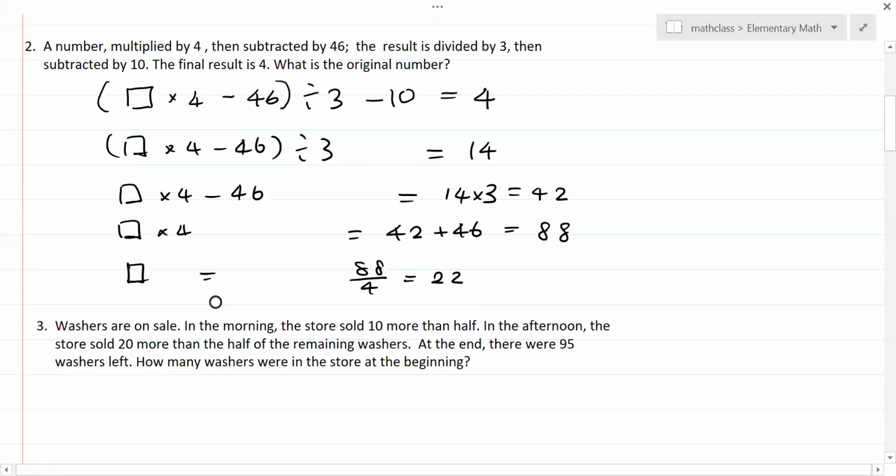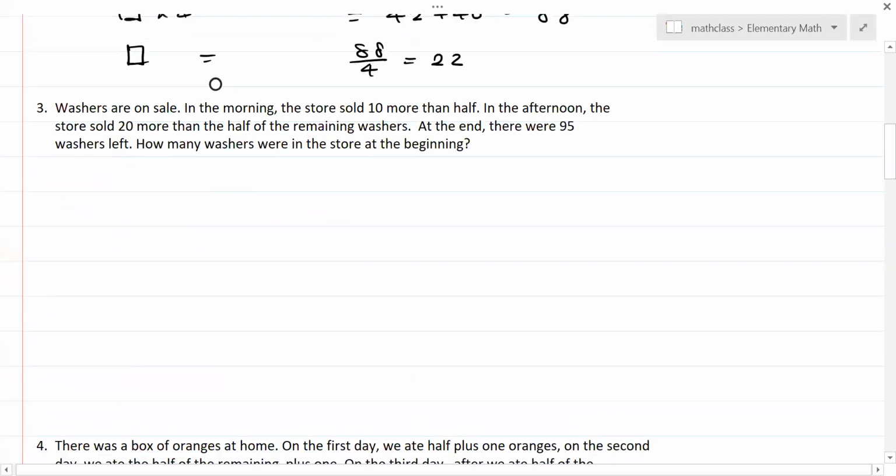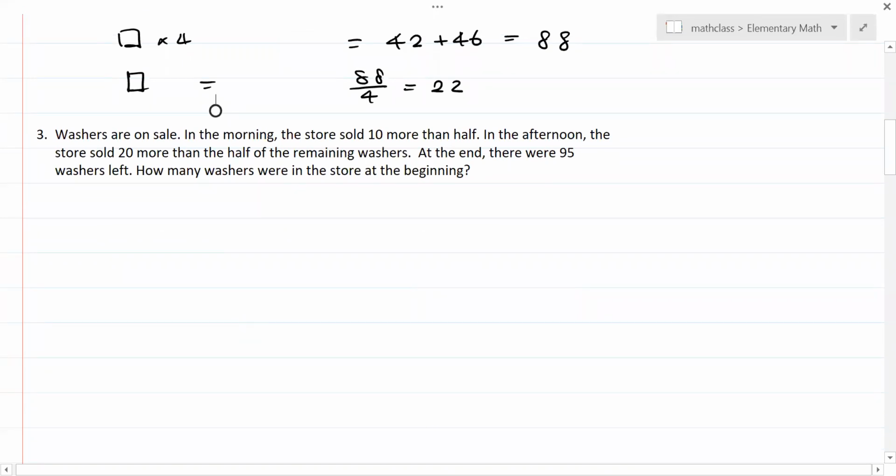The next one, I probably don't recommend doing this. The next problem is quite a complicated story problem. How do we solve it? Let's understand the question. Washers on sale. In the morning, the store sold 10 more than half. We don't know the original number. Half is sold, then an additional 10. In the afternoon, we don't know how many washers are left. The store sold half of the remaining plus 20. Then at the end of the day, they count, and there are still 95 washers left. So the question is, how many washers were in the store at the very beginning?